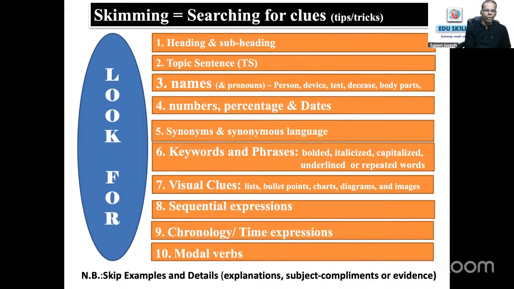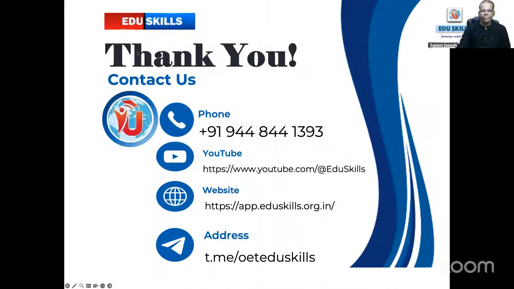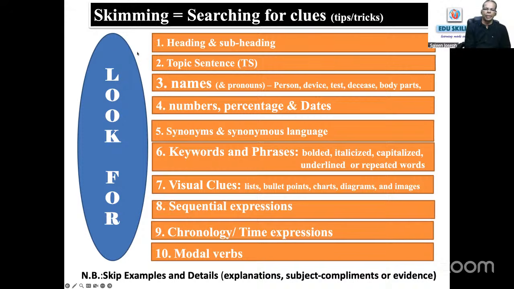So the NB, nota bene, is: don't forget, just as you are scanning or skimming, as you go through the text very fast, just ignore the explanations, details, examples, subject complements, usually whatever comes between two commas. Those are the complements, examples, evidence, detailed explanations. Just ignore them. Don't go deep into them. You will be wasting time. So you need to look into only these 10 aspects, which may require a maximum of 2 seconds to glance through one text. Okay, so that's about skimming.